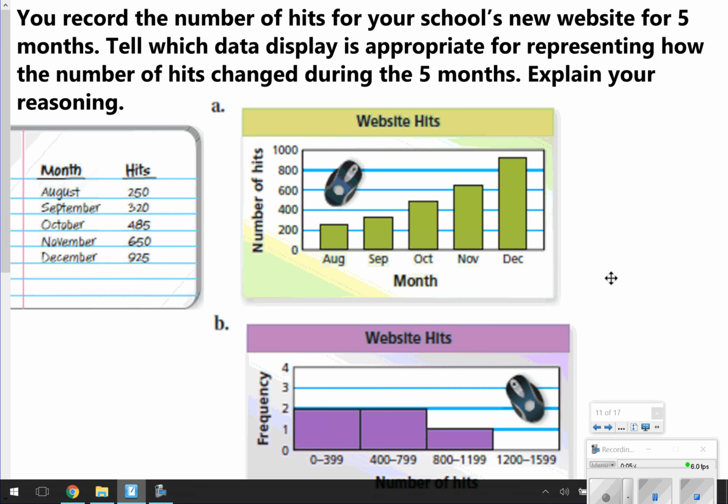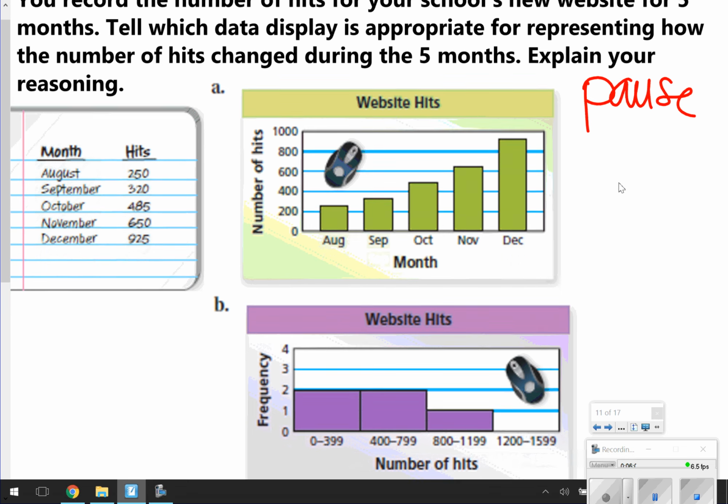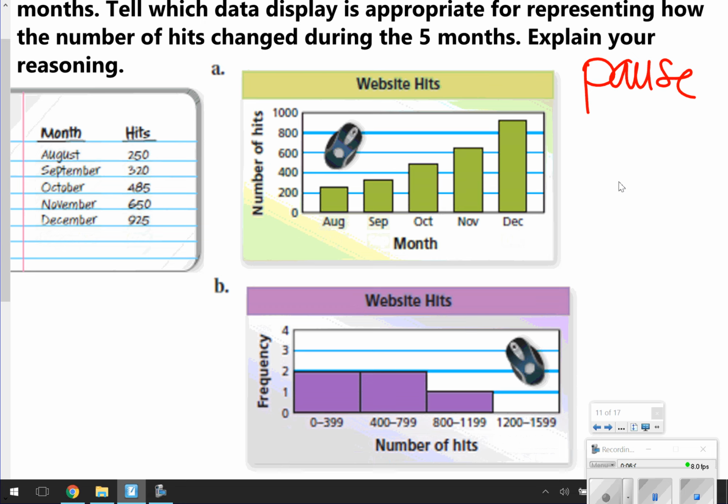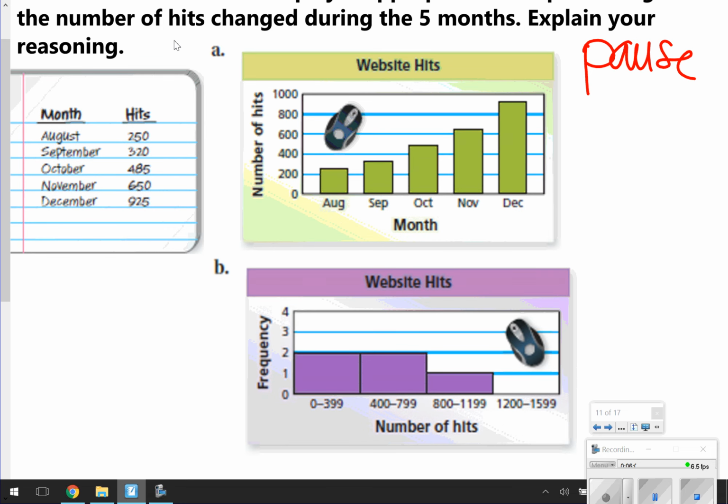This one is going to be a good one to pause and try and talk with your neighbor. You record the number of hits for your school's new website for 5 months. Tell which data display is appropriate for representing how the number of hits changed during the 5 months and explain your reasoning. Do you think it would be best on letter A, where you have August, September, October, November, December? Or do you think it would be best on letter B, where you have the number of hits down here at the bottom and the frequency?